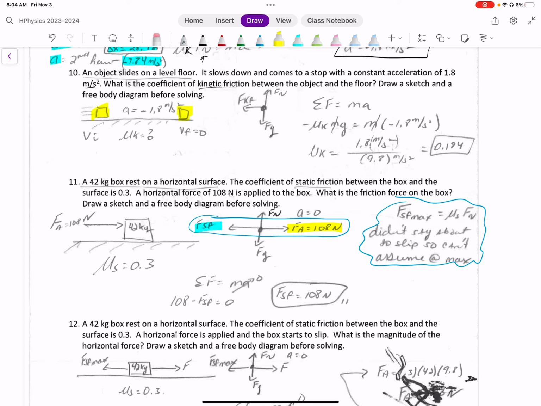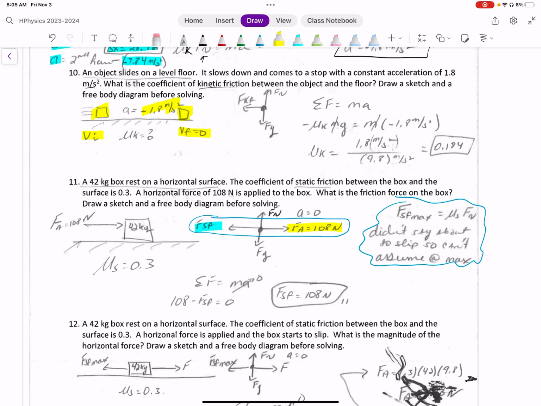He comes to a stop. We were told the acceleration is 1.8 meters per second squared. Well, if I'm moving to the right and I'm slowing down, my acceleration has to be to the left, so it's negative 1.8 meters per second squared. I know the initial velocity, the final velocity, and the acceleration. What do they ask for? They wanted to know the coefficient of kinetic friction.